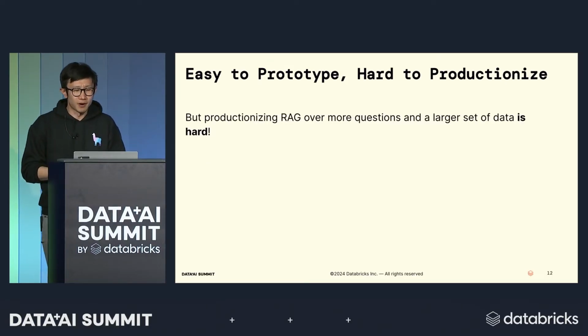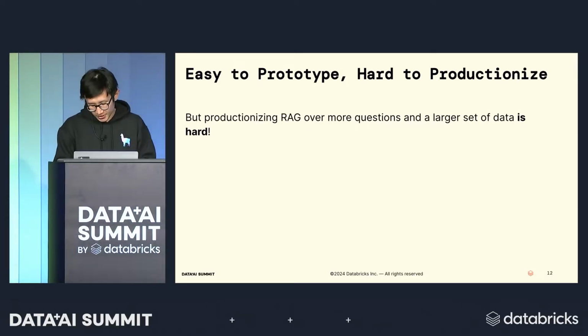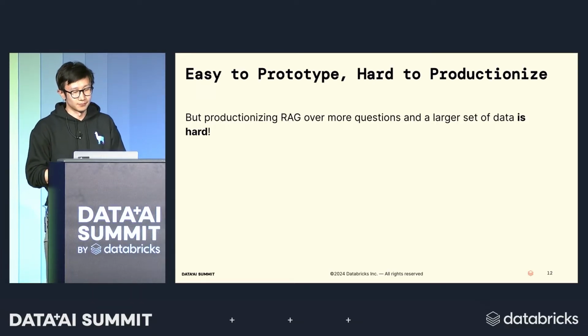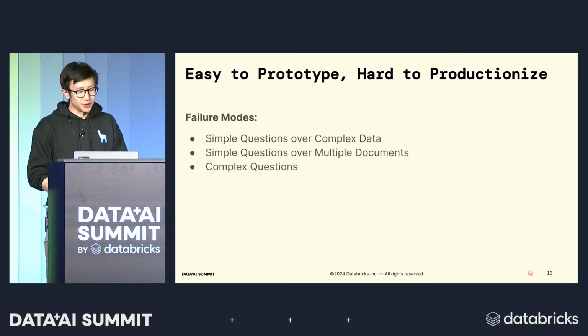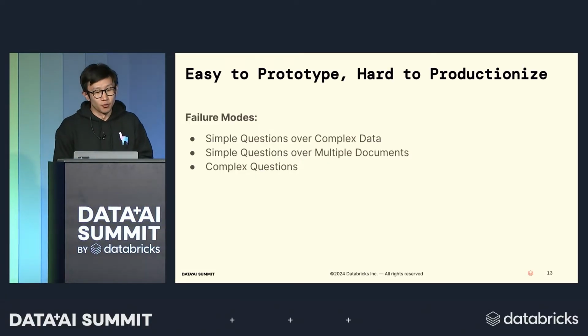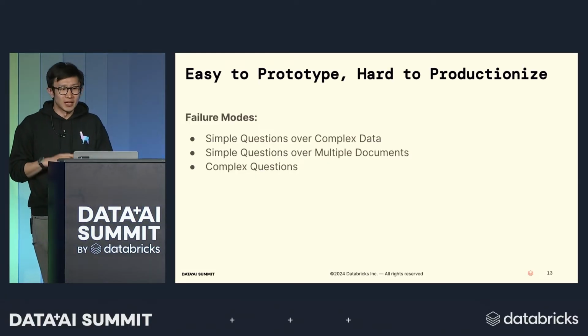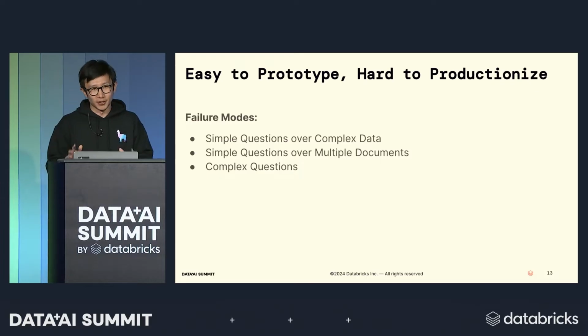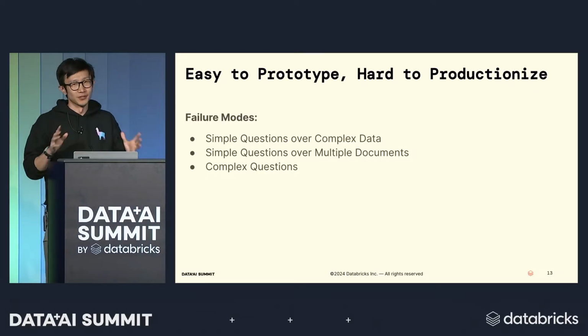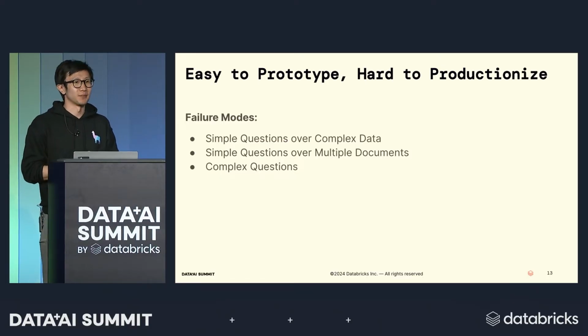However, productionizing RAG over more questions and a larger set of data is a lot harder, right? And so let's walk through some of these failure modes that you might encounter. Some of these failure modes include, one, asking simple questions over complex data. We'll define complex data in just a bit, but roughly speaking, it's not just a text file with a bunch of text. It's a document that contains a lot of different sections, like images, tables, charts, and figures.